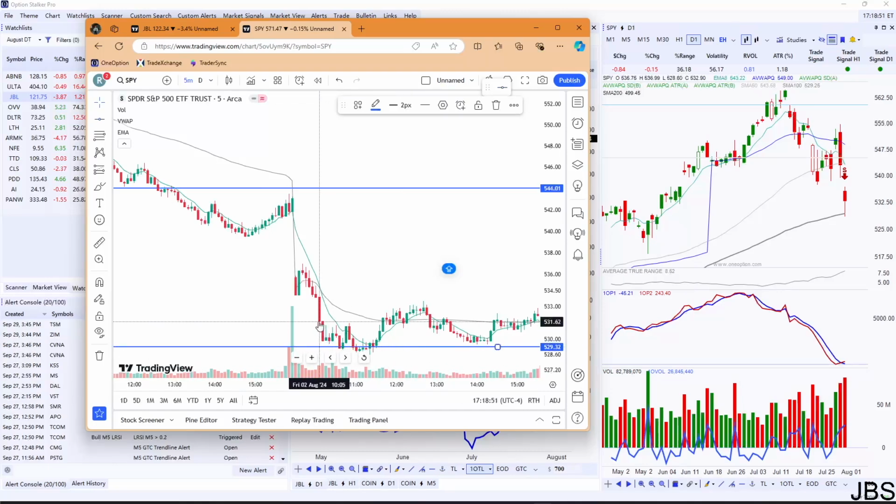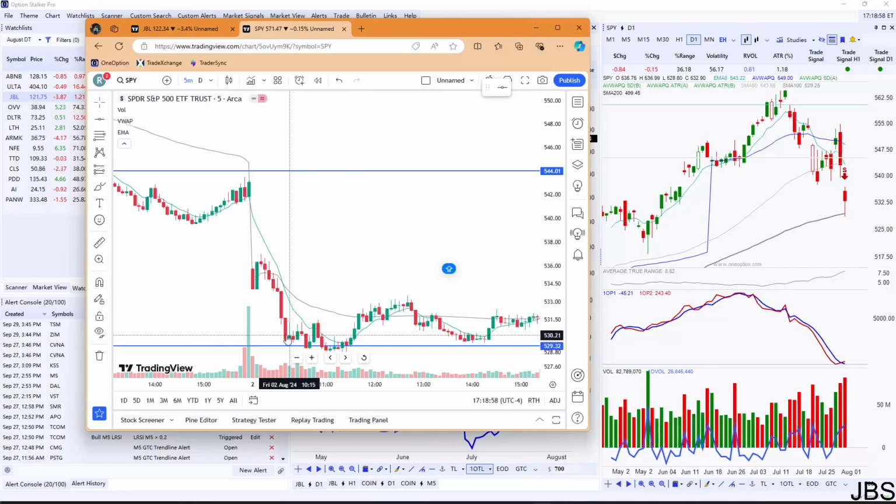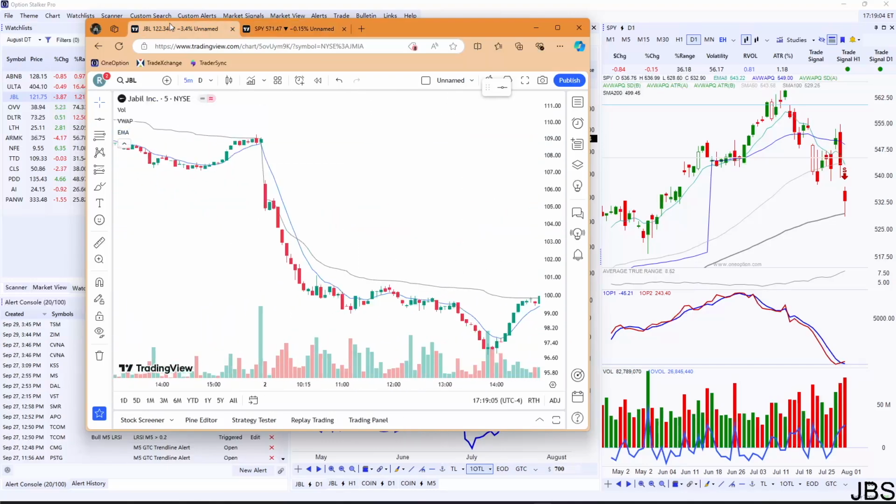Okay, so you can take down here. You can maybe ride a quick move to the SMA if you really wanted to. Has to break through quickly. See how it's stalling out over here. That's your chance to get out. Second time doesn't do anything either, so that's your second time to get out. Ends up actually gapping down below it.